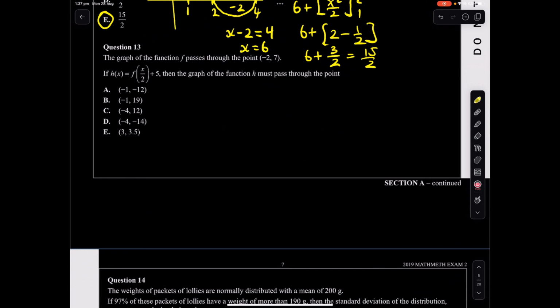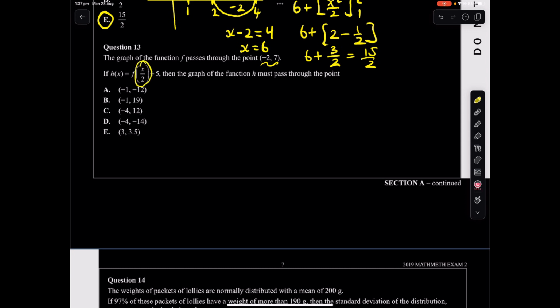The graph for the function f passes through the point negative 2, 7. If h of x is this, and f of x is like this, transformations have gone to it to make it h of x, then the graph of the function h must pass through the point what? So this has gone through some transformations to get h of x, and it'll be one of those points here. So what do we know?